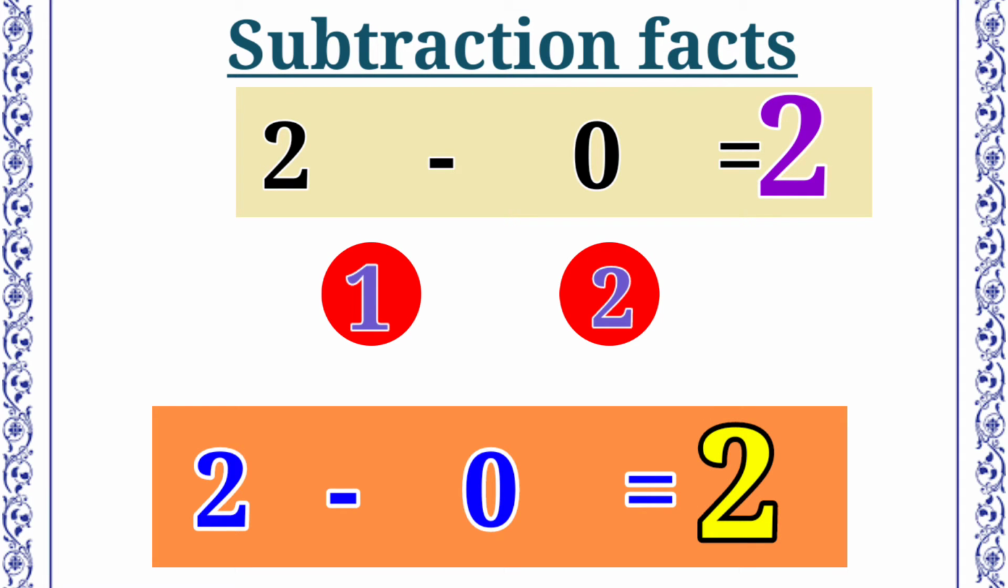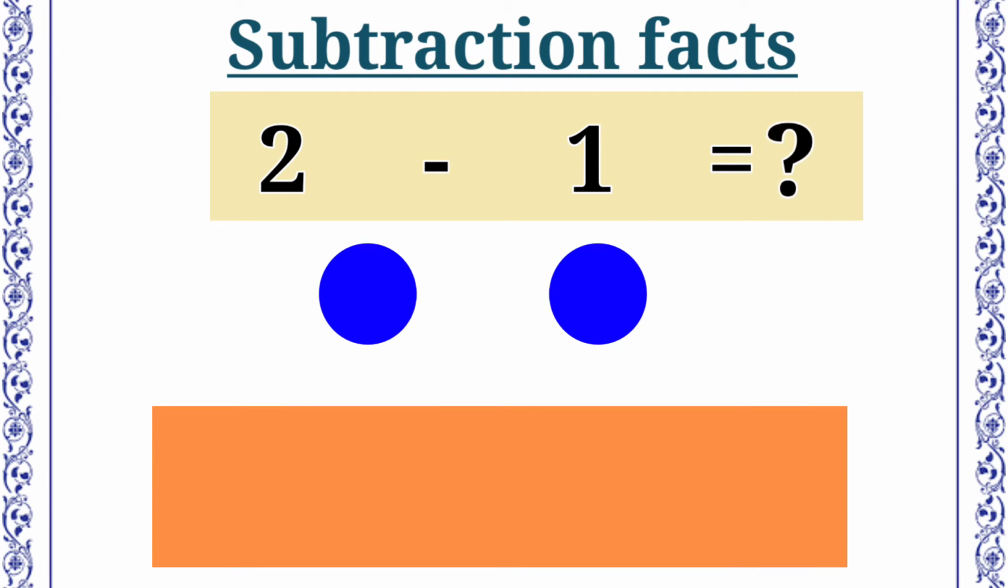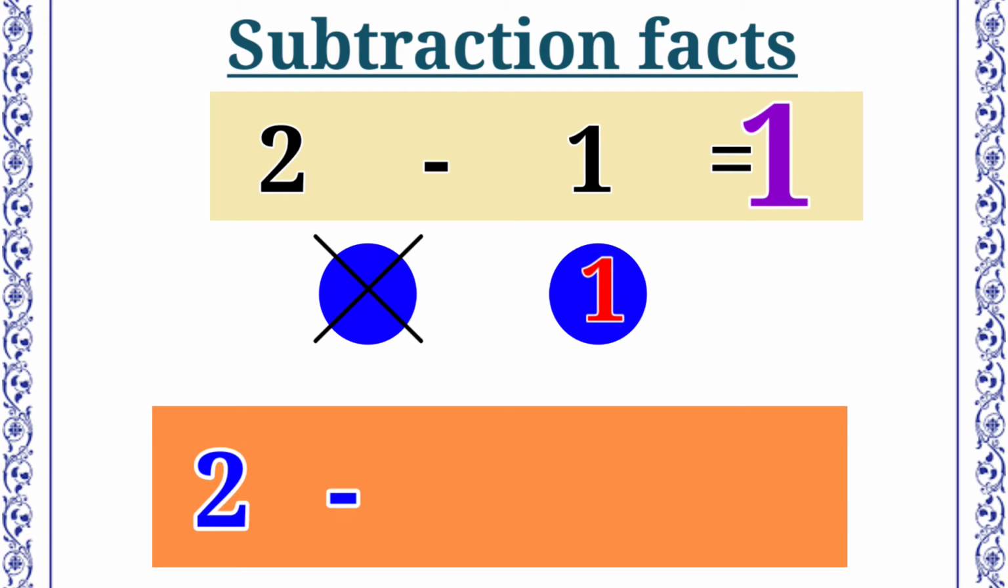Then, to find the sum 2 minus 1. Again, we count the dots that are not crossed. 1. So, the answer is 1. 2 minus 1 is equal to 1.